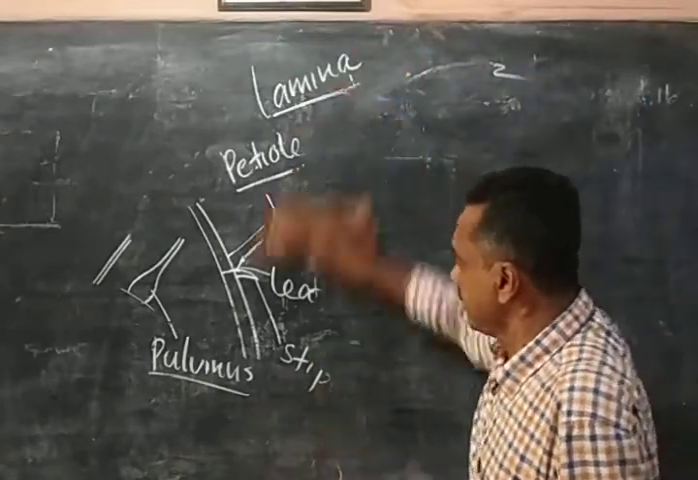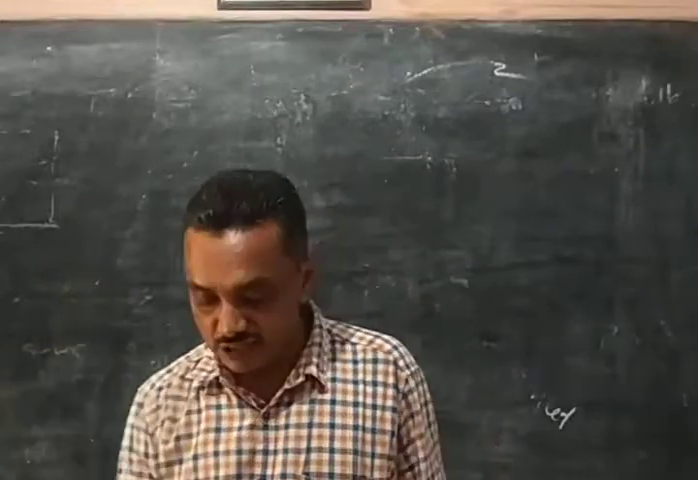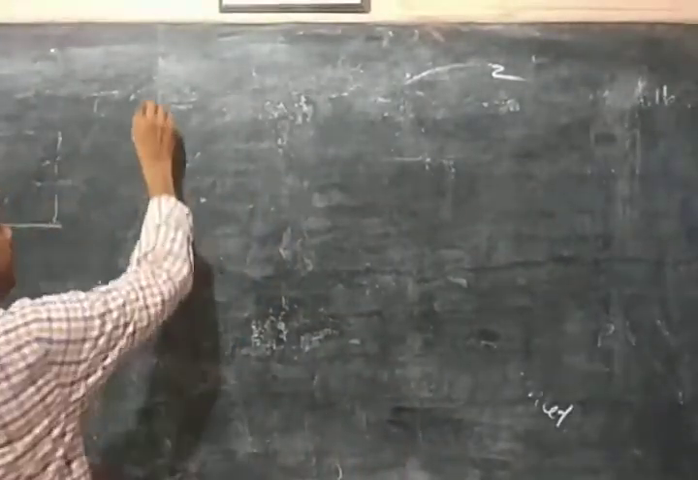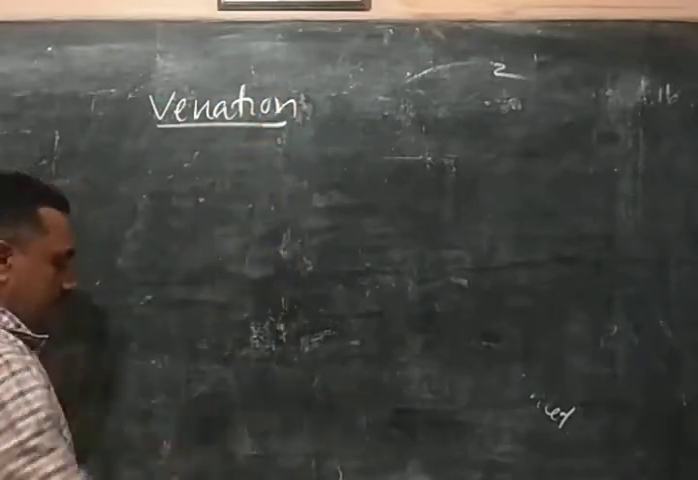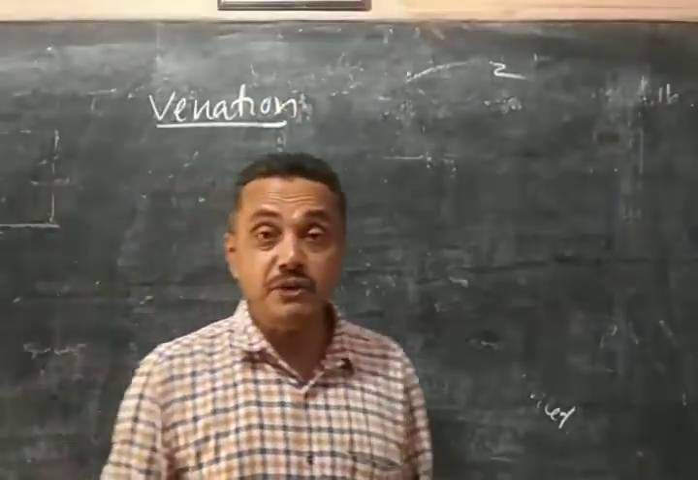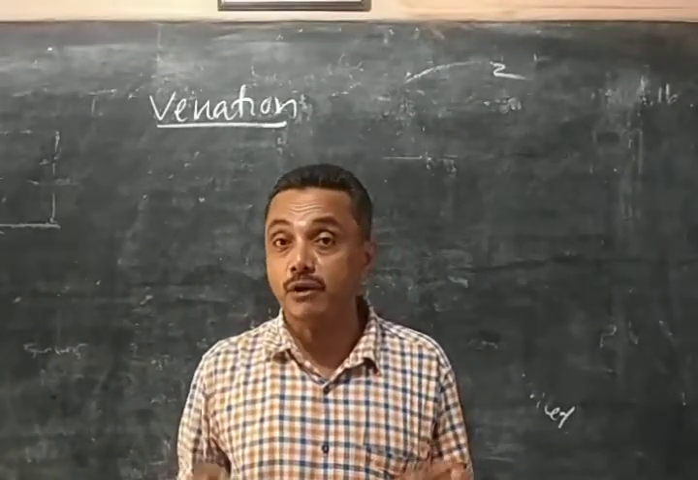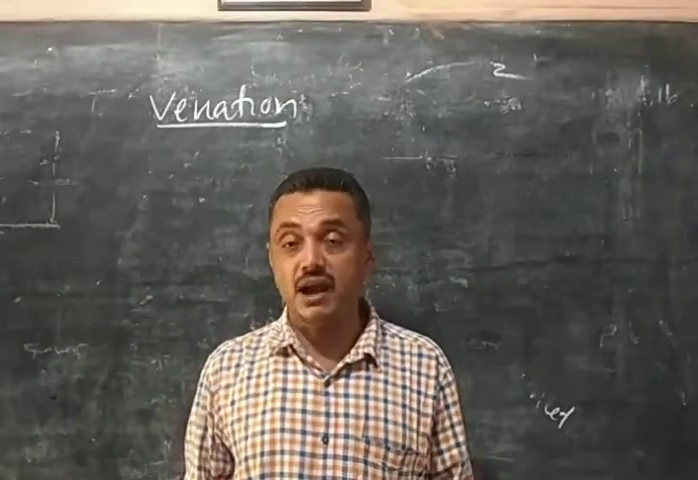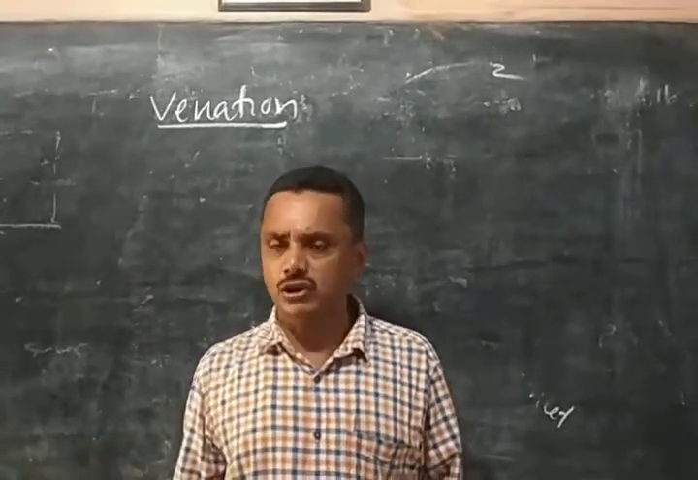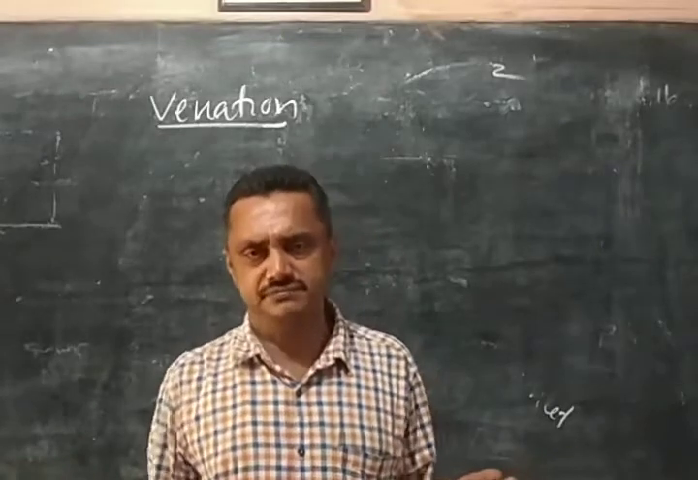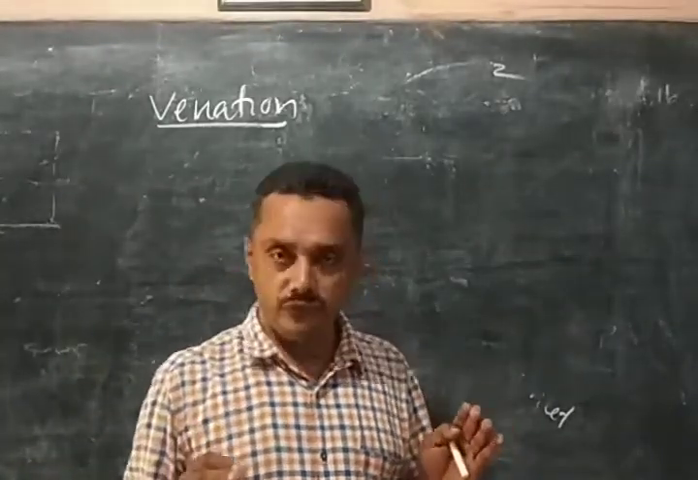Then, before going to the classification of leaves, there is a topic called venation. The arrangement of veins on the lamina is called venation. You can take a leaf and look at the back side, and it is very clear.